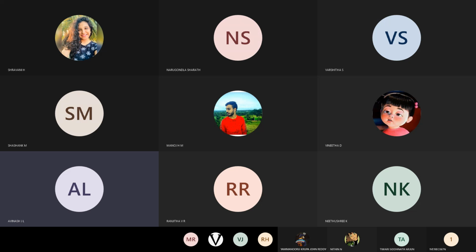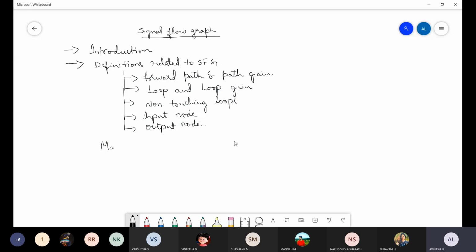So that is Mason's gain formula. Take the heading, all of you: Mason's gain formula.